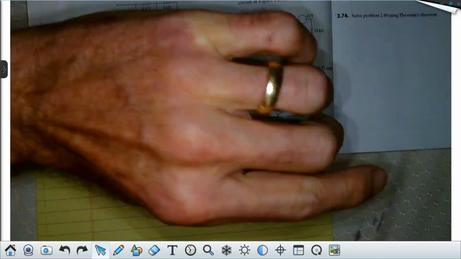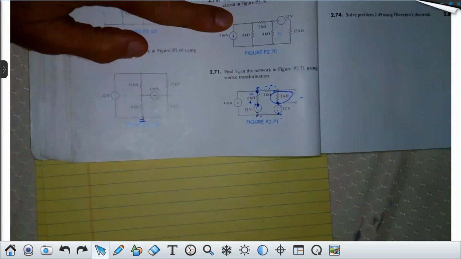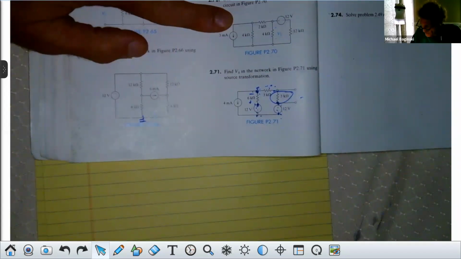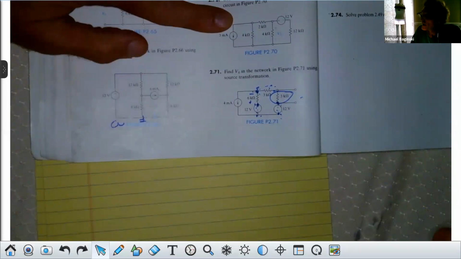You'd make a super node. Well, would I? Why? Isn't this grounded? Right? Who said that? That was me. A supernode is between unknown node voltages. That's grounded, so that would be 0 volts. That's known, isn't it? Mhm.